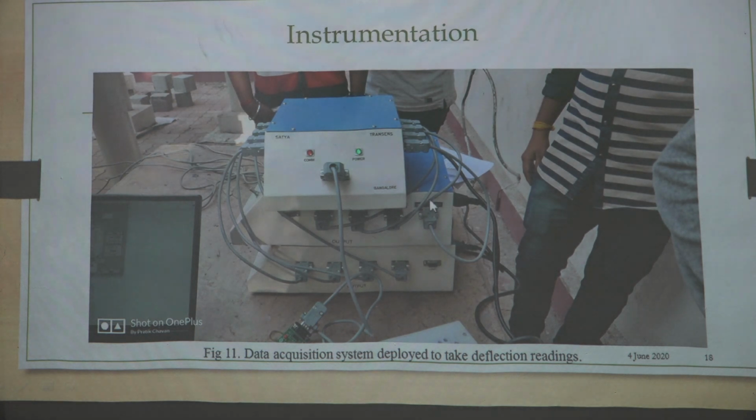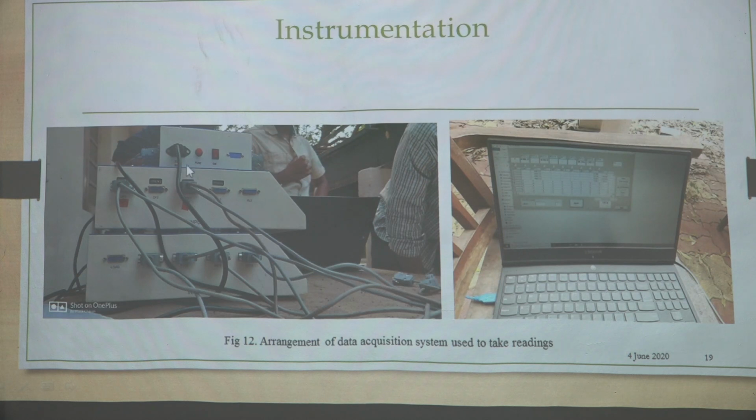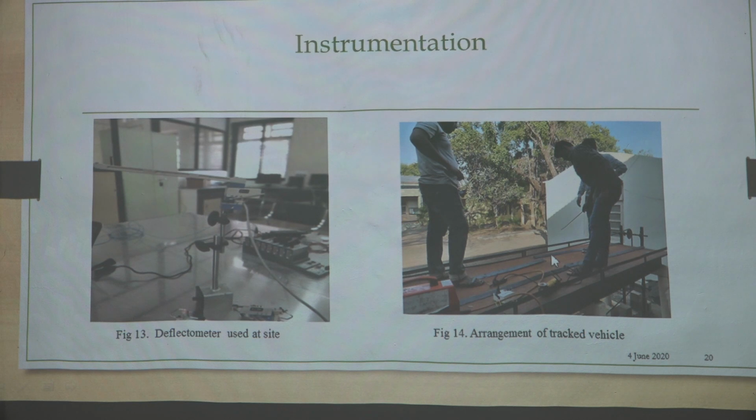This is the data acquisition system we have deployed to take the deflection reading. This data acquisition system is from NI, National Instruments, so the accuracy is very good. At the same time, we can directly connect this data acquisition system to the computer. We also have points to restrict the movement of the vehicle apart from that particular track. So, this is called the tracked vehicle arrangement.